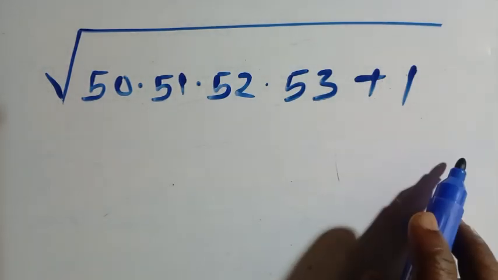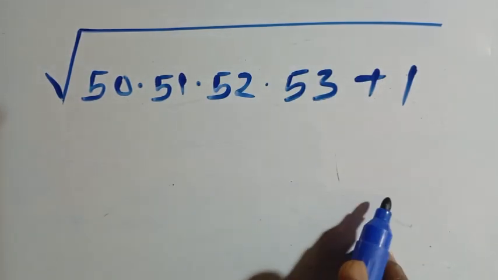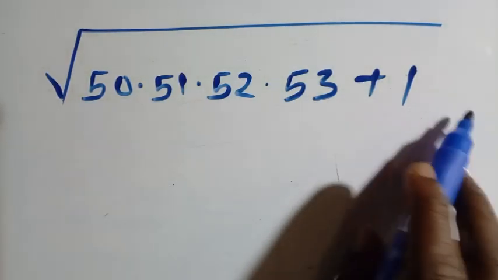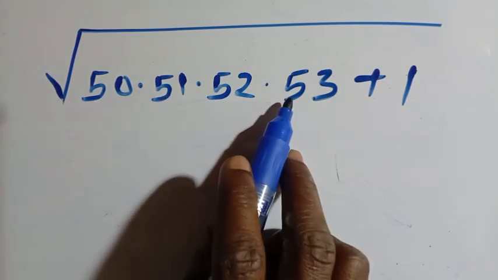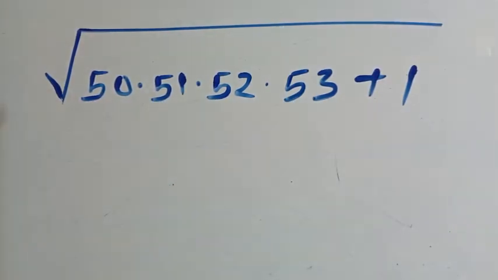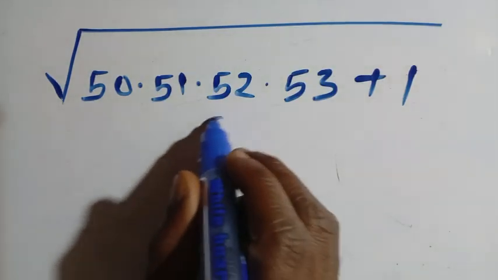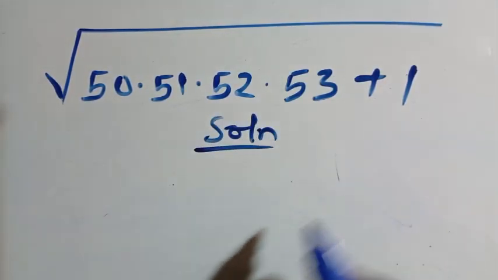Let's see how we can simplify this without using a calculator. We have the square root of 50 multiplied by 51 multiplied by 52 multiplied by 53 plus 1. So to solve this, we consider the solution from here.